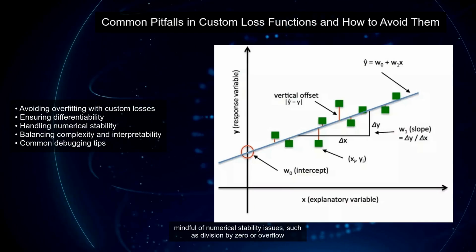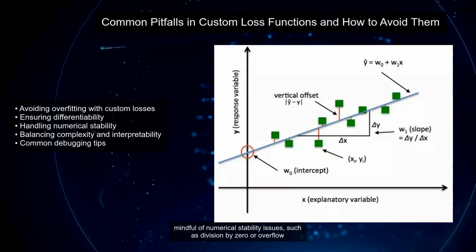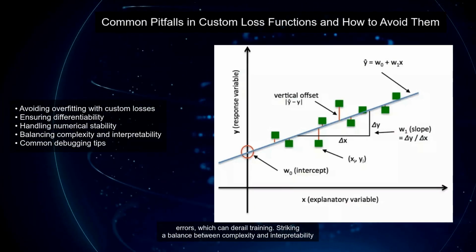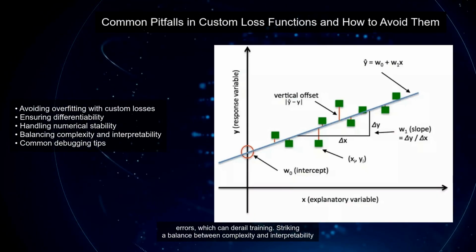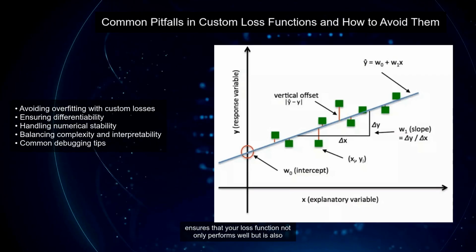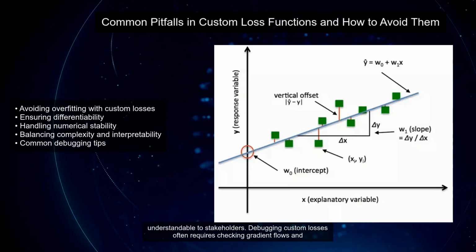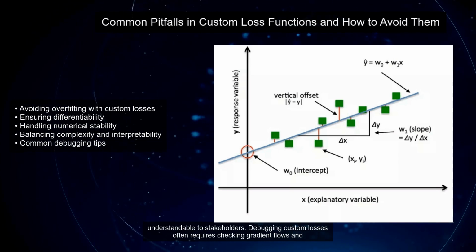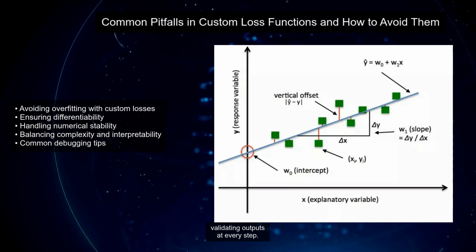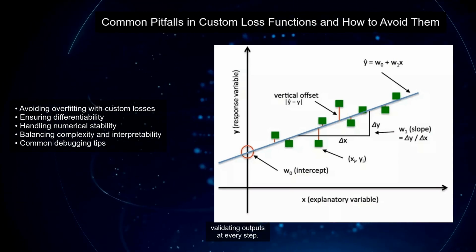Be mindful of numerical stability issues, such as division by zero or overflow errors, which can derail training. Striking a balance between complexity and interpretability ensures that your loss function not only performs well but is also understandable to stakeholders. Debugging custom losses often requires checking gradient flows and validating outputs at every step.